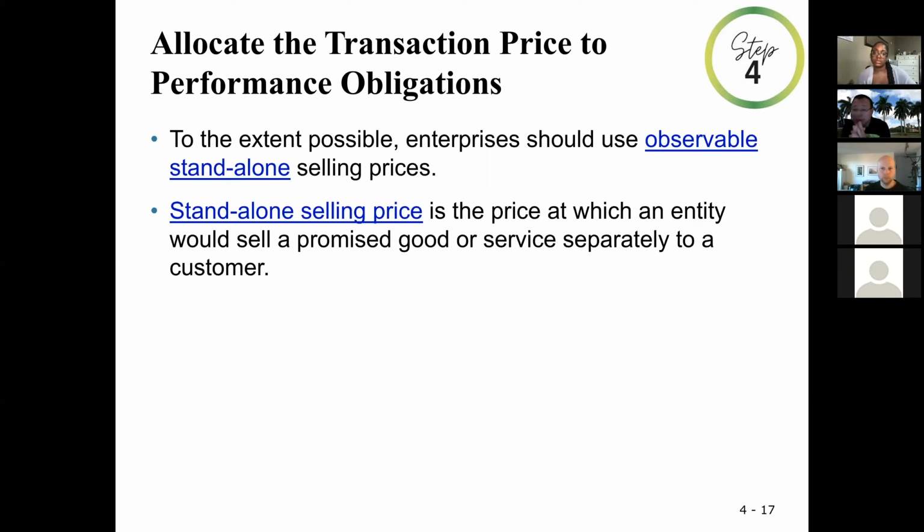So what do we mean by standalone selling price? If you only order TV, okay, how much they charge you? That is the standalone selling price for the TV service. If you only want the service of internet, how much you pay? That is the standalone selling price for the internet. Okay, does that make sense?